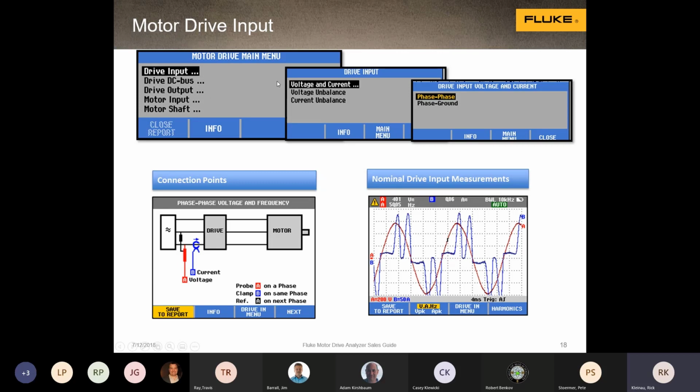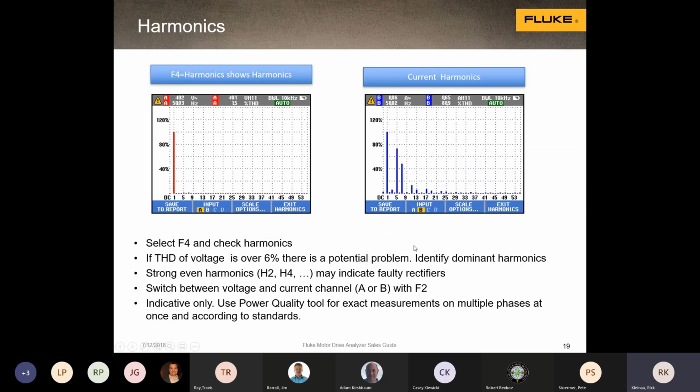But here's my motor drive MDA 550. I'll just show you what the menus look like here. If I want to make a measurement on the input side of the drive, I tell it I want to measure volts and amps, phase to phase. It gives me the wiring diagram, and here is the voltage and current into a three-phase drive. You saw that. It does have the harmonic measurement for the line side of the drive.